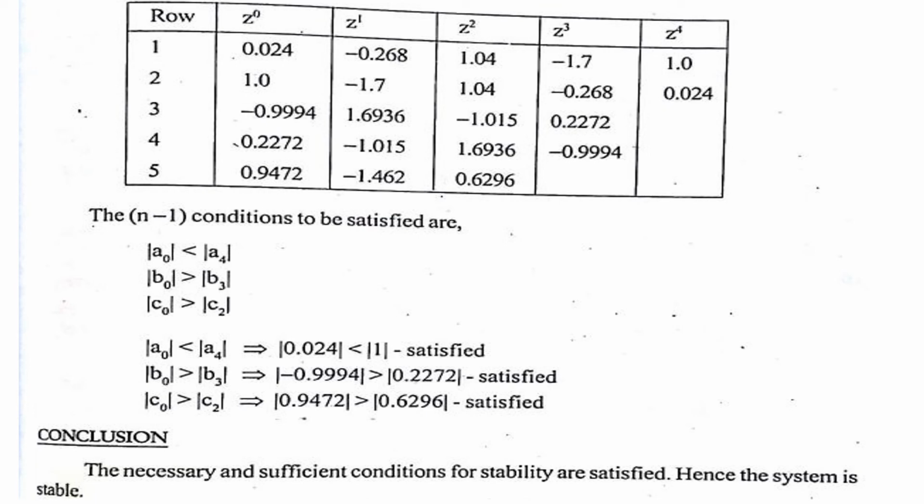So 0.9 is greater than 0.2. Right. Next one is C naught, 0.94 is greater than 0.62. Yes, so that is also okay. So all the conditions are satisfied. So you can say that your conditions are satisfied.